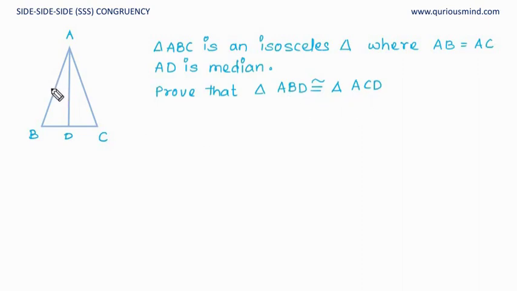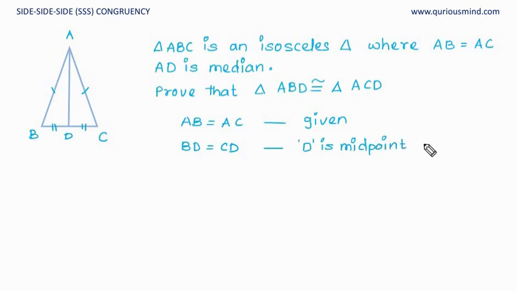Now here we know that it's given AB is equal to AC. And we know that BD is equal to CD, because we know D is the midpoint and AD is the median. And we also know AD is equal to AD. The side AD is common between these two triangles. It is equal.